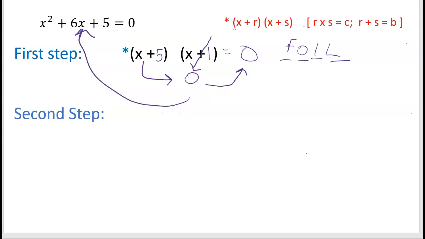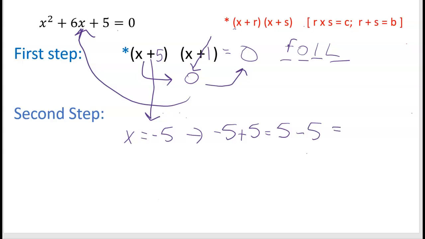So, if x equals -5, we're setting this to 0 now, then we know that -5 plus 5 equals, we can flip this around, make it a little more obvious, 5 minus 5, right, we just move this to the back, which we can do if we keep our positive and negative signs consistent, equals 0. So we've got the first solution, x equals -5.